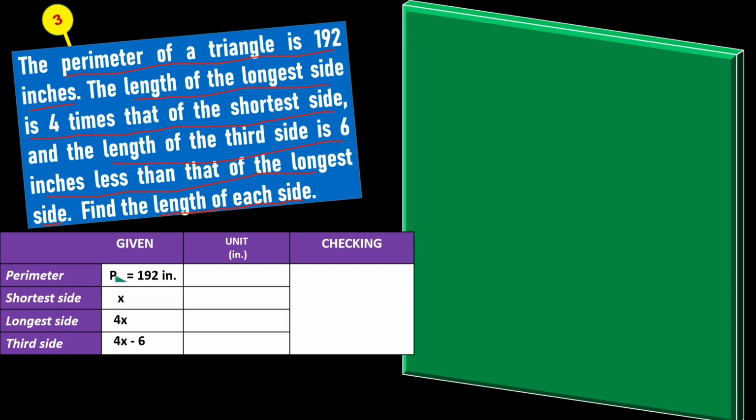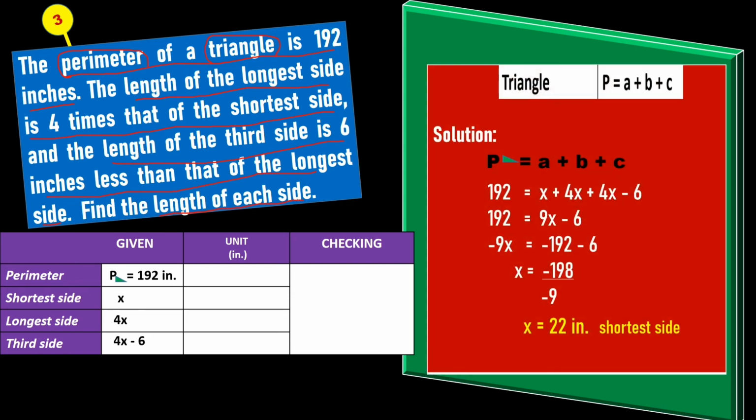Ang hint dito ay, pinag-uusapan dito ay yung perimeter ng triangle. Kaya ang gagamitin nating formula ay perimeter ng triangle. So we have triangle, ang perimeter niya ay equal to A plus B plus C. So we have here, what is P? 192. And then substitute. So this is A, B, and C.